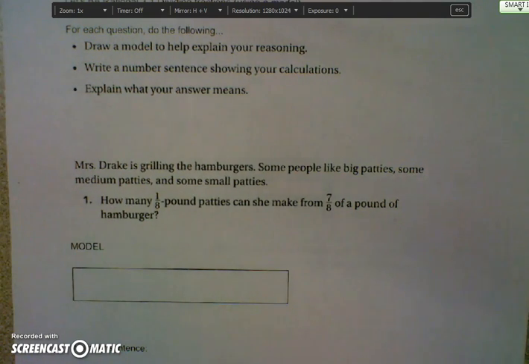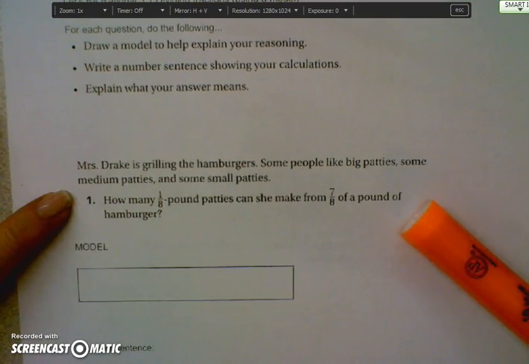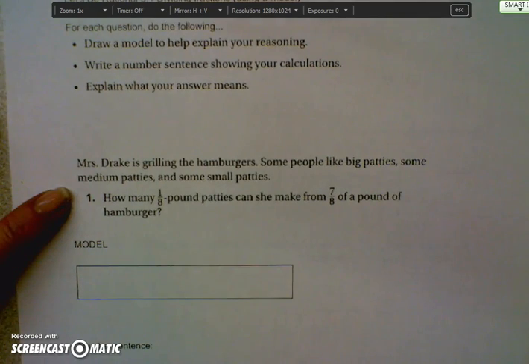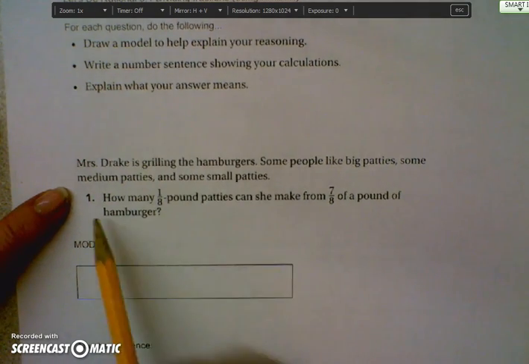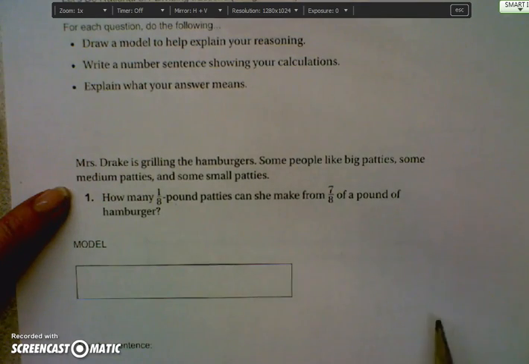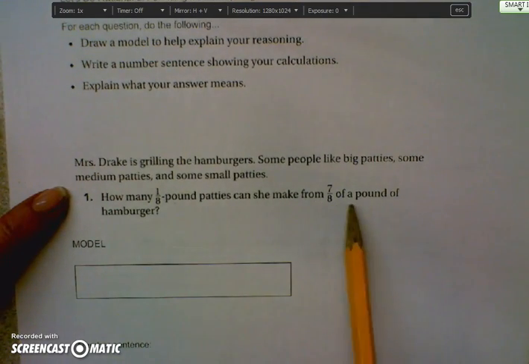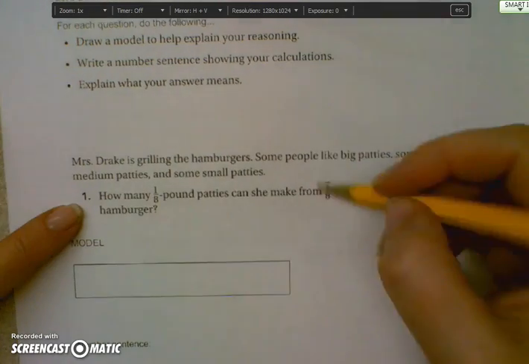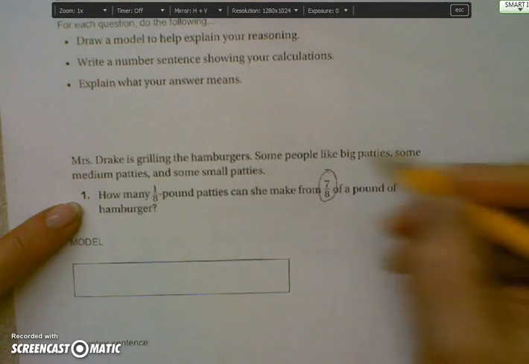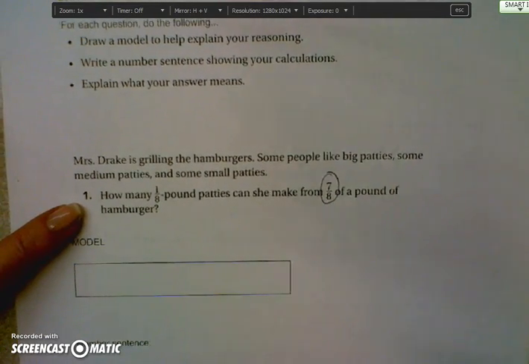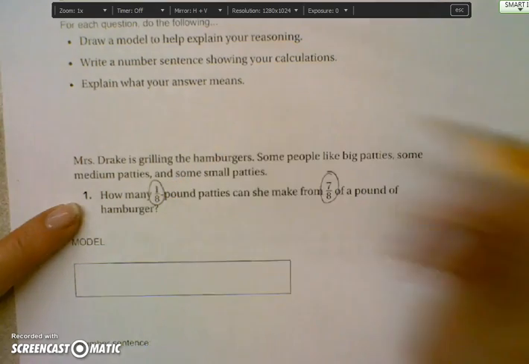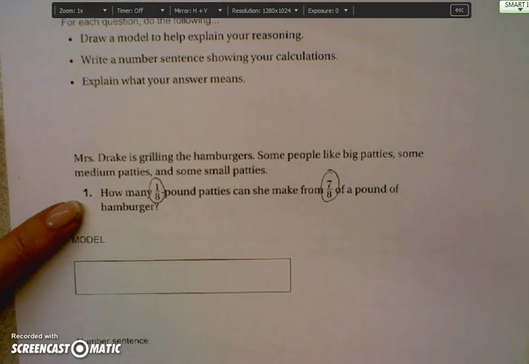So for our first situation, it says Mrs. Drake is grilling the hamburgers. Some people like big patties, some like medium patties, and some like small patties. We need to check out our situation: how many 1/8 pound patties can she make from 7/8 of a pound of hamburger? So we know we have 7/8 of a pound of hamburger, and we're going to divide it into 1/8 pound patties.